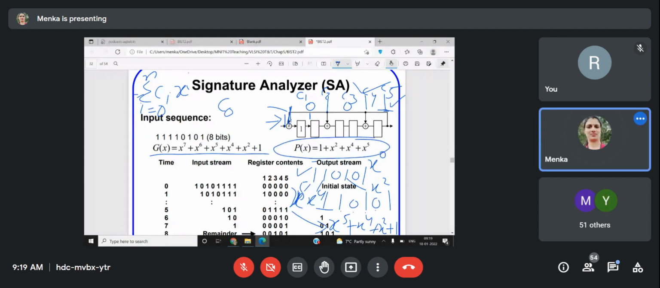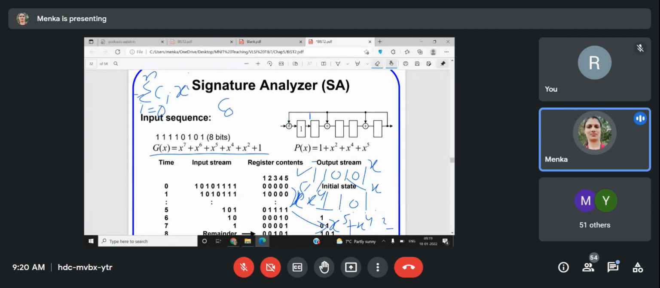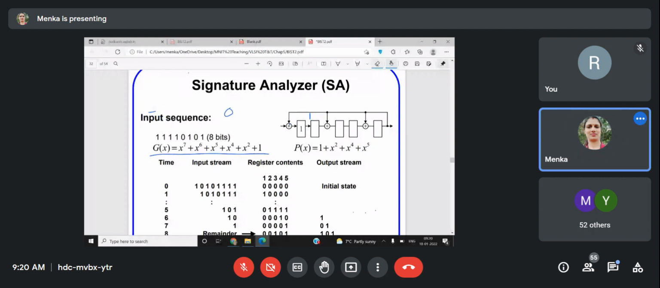Okay. Now let us have the generator polynomial, which is represented by G(x). In signature analysis, you will have two polynomials. One is the polynomial P(x), which is given by the LFSR, and another one is the generator polynomial G(x), which is represented by the set of inputs. So look at the set of inputs. You have this input test pattern. This is your input set. These 8 bits you need to put in. Here the MSB is 1.